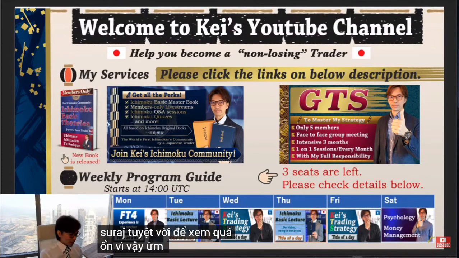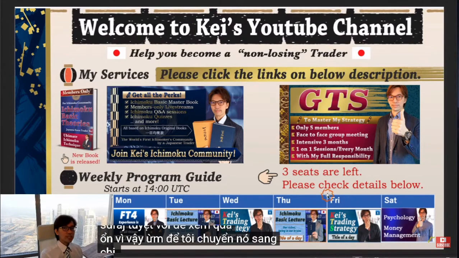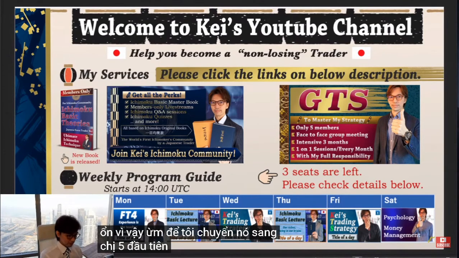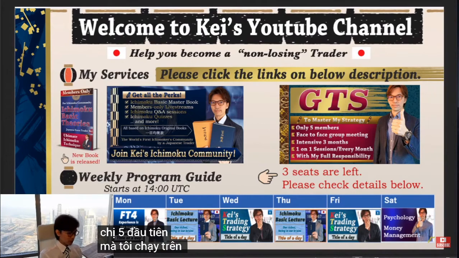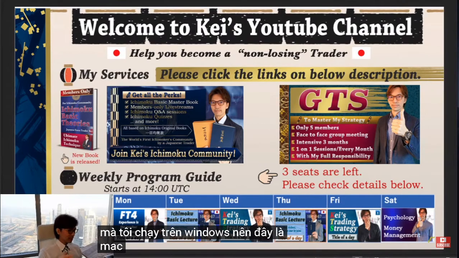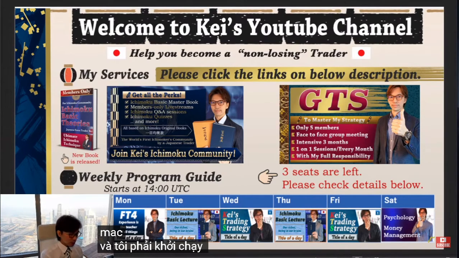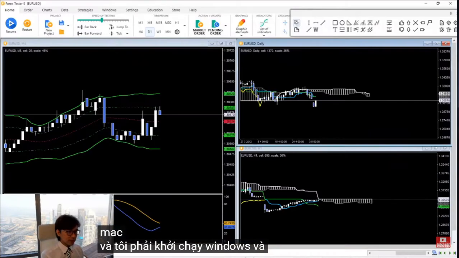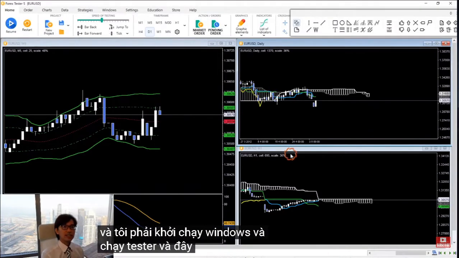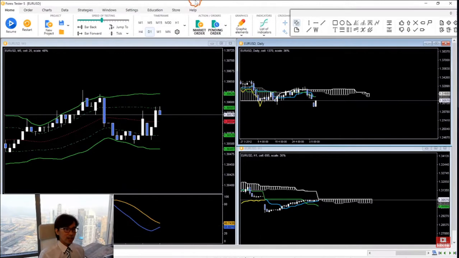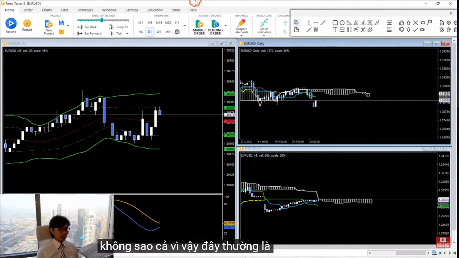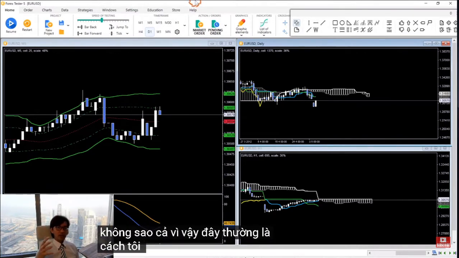Okay, so yeah, let me switch it to the Forex Tester 5, which I run over Windows. This is Mac, and I have to launch Windows and run the tester, and here it is. This is usually how I run the tester.